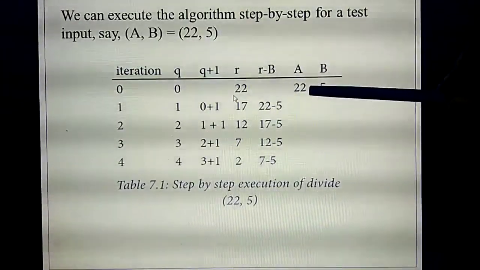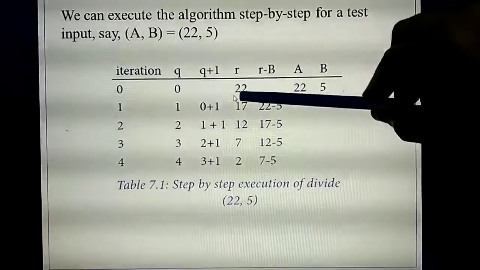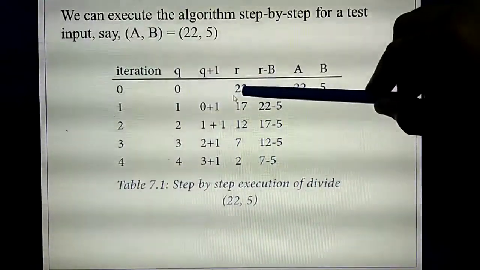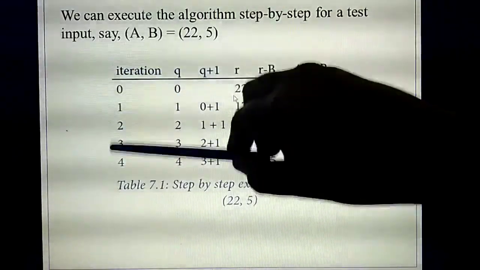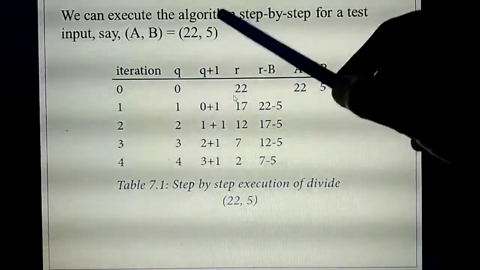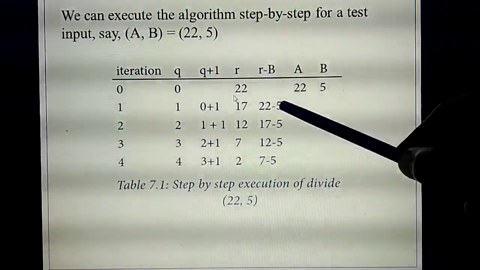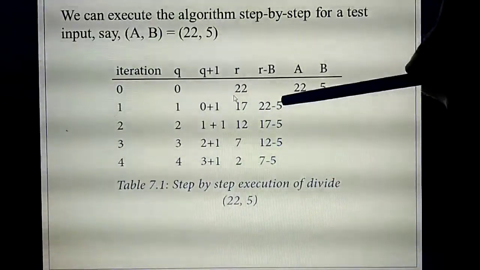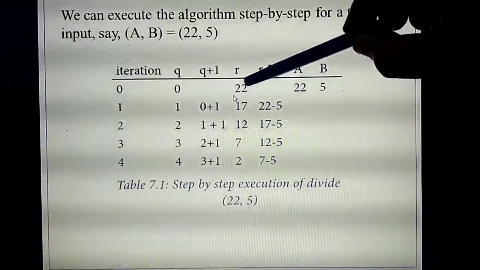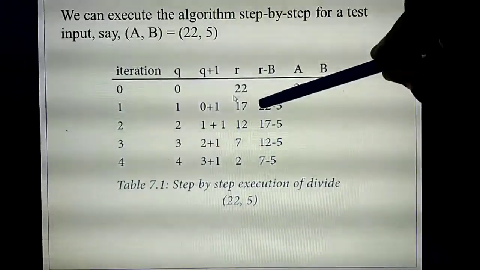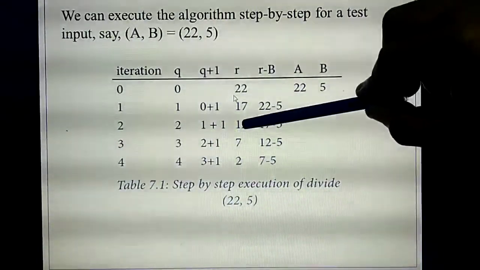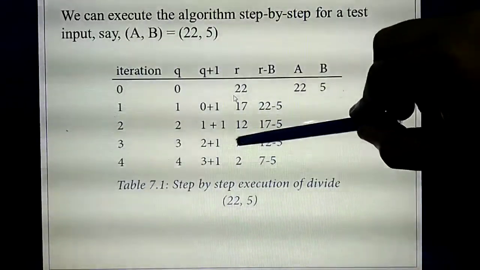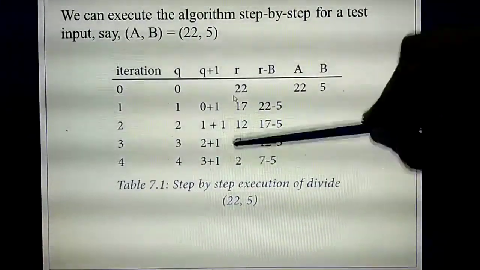So first you write the first step. The value of A is 22, B is 5. Then you give the remainder value as A, so 22. Then the quotient is 0. So this is the iteration. How many times will this process execute? First time 22 minus 5, what value are you getting? 17. Likewise, put an arrow mark for 22 minus 5, the answer is 17. Next time 17 minus 5, the answer is 12. Next 12 minus 5, the answer is 7. 7 minus 5, the answer is 2.